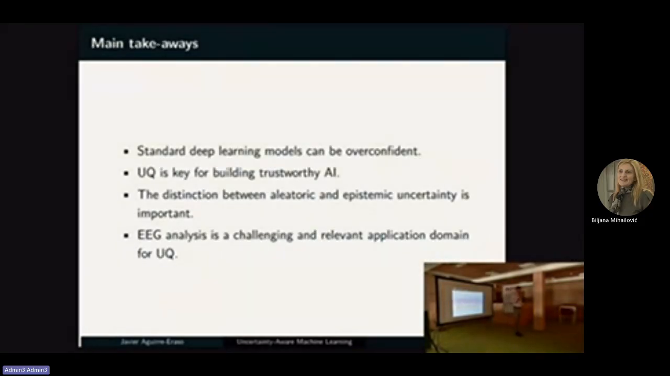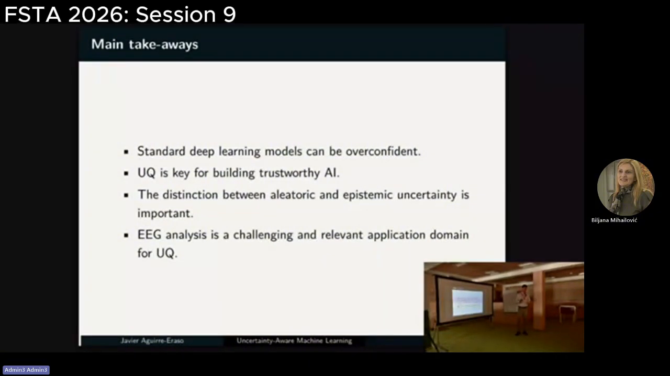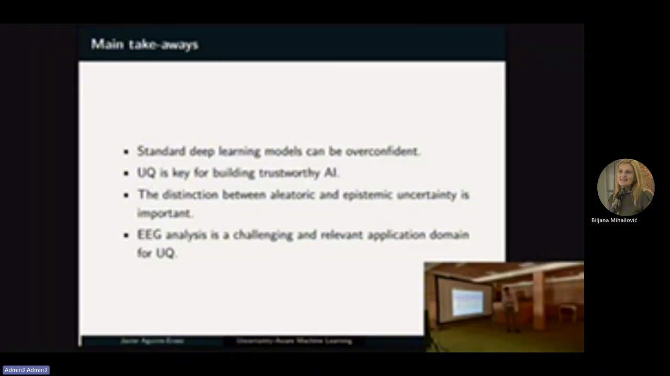So these are the main takeaways for the presentation. First, standard deep learning models can be overconfident even when they are making terrible predictions. Then, uncertainty quantification is key for building trustworthy AI, especially in fields like medicine. Also, the distinction between aleatoric and epistemic uncertainty is important, as I mentioned with the example in the beginning. And also, EEG analysis is a challenging and relevant application domain for uncertainty quantification.